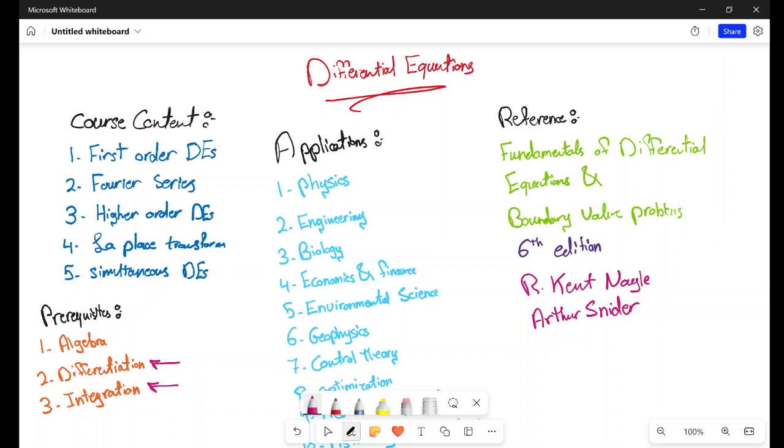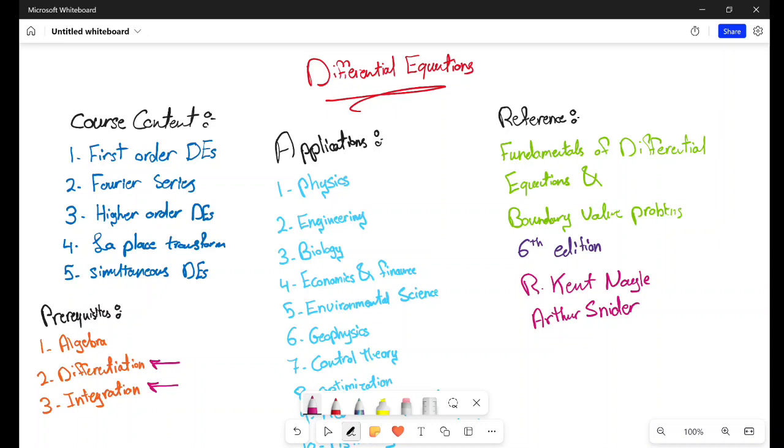And there are two types of differential equations. The first type are ordinary differential equations. These involve a single independent variable and its derivatives. And the second type are partial differential equations. These involve multiple independent variables and their partial derivatives. In this course, we're going to be focusing primarily on ordinary differential equations.